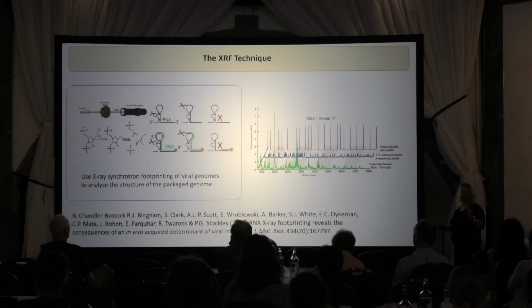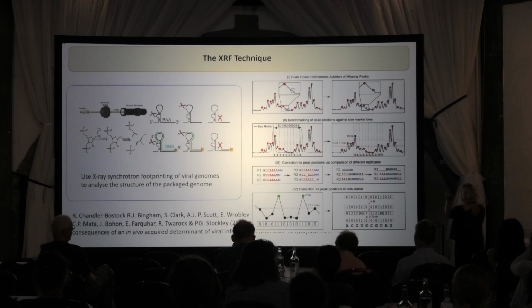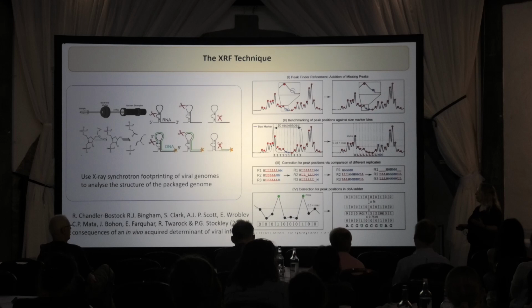and that then has the effect that it creates modifications in the sugars in elements of the RNA that are not protected. By protected, we mean either an RNA-RNA interaction or an RNA-protein interaction. So any single-stranded RNA portions can be detected in this way, but if other things are protected, we call them protected.